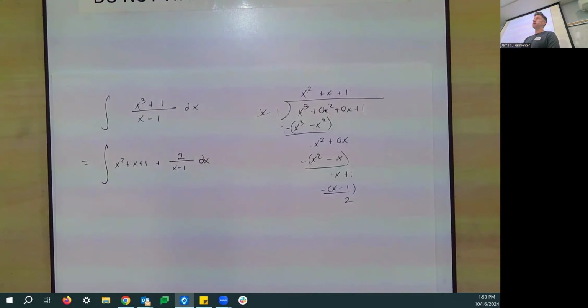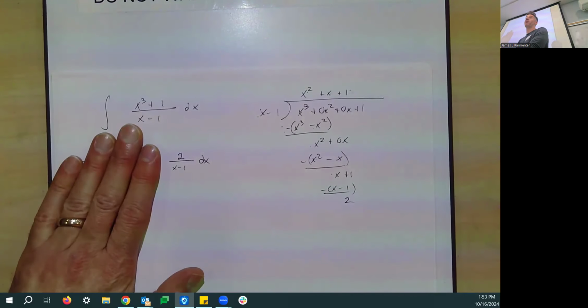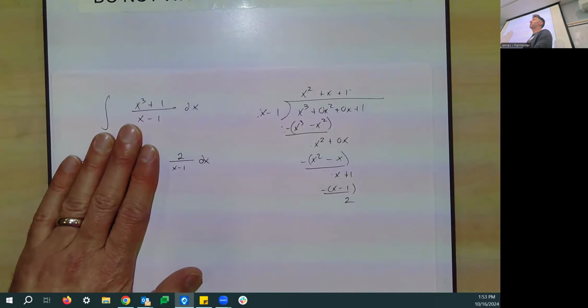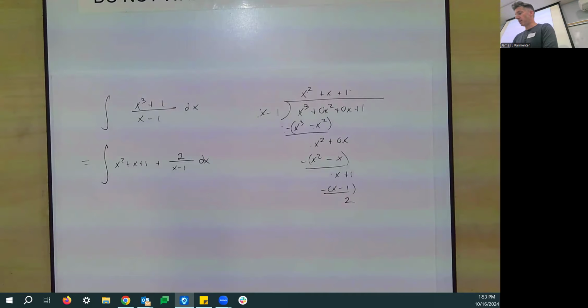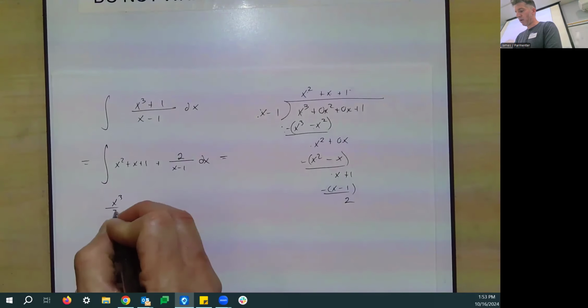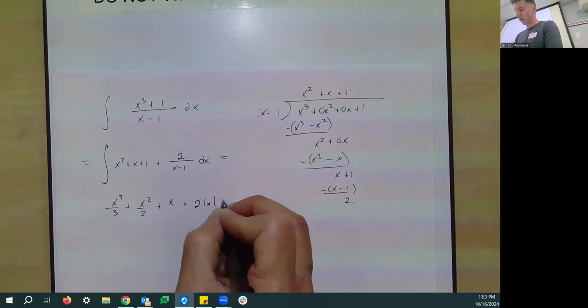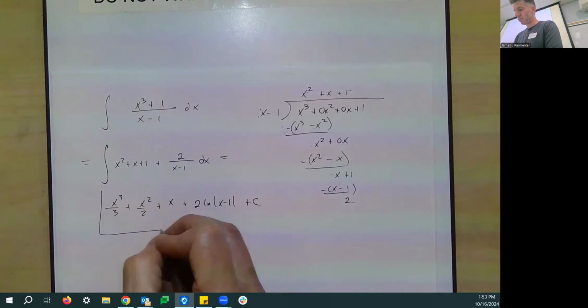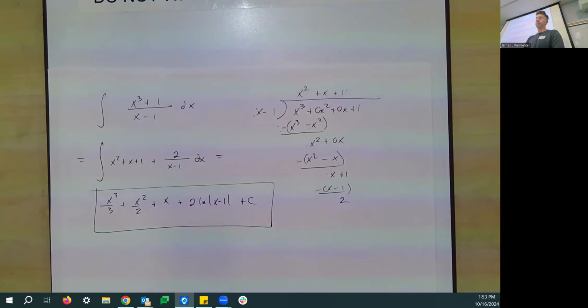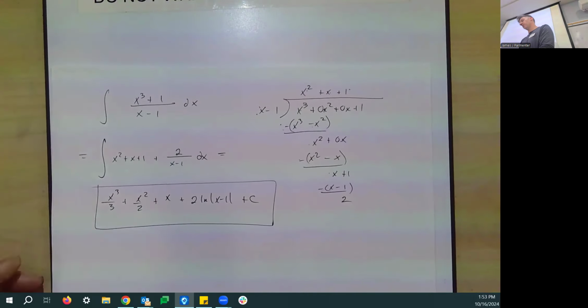And sometimes after you do that step, the fractional part will then be a partial fractions problem. It's not here. This is a straightaway. Now we integrate, and we get x cubed over 3 plus x squared over 2 plus x plus 2 natural log of the absolute value of x minus 1 plus c. So if you have a rational function where the degree on top is greater than or equal to the degree on the bottom, polynomial division is usually a good first step. Usually.